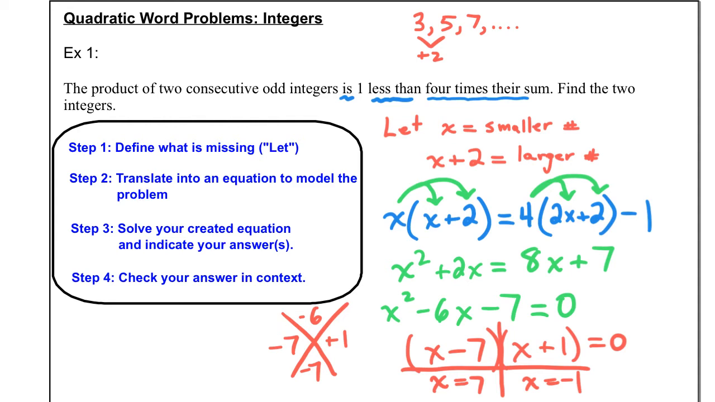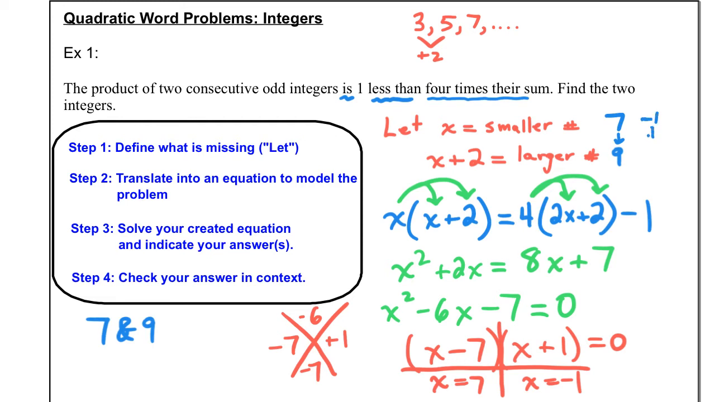So let's just deal with 7 first. I always like to go back to the let statements. So I'm going to drag that 7 all the way back up. So 7 here would be our smaller answer. And now we're going to tack on 2 more. The next consecutive odd number would be 9. So one possible solution to this problem, or one pair of consecutive odd integers that satisfies this problem, would be 7 and 9.